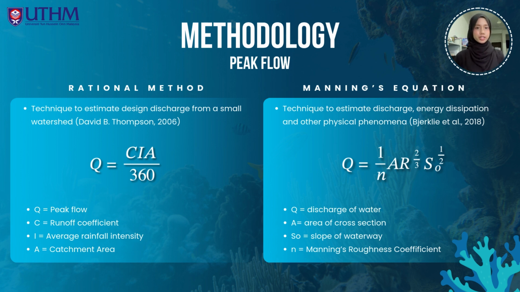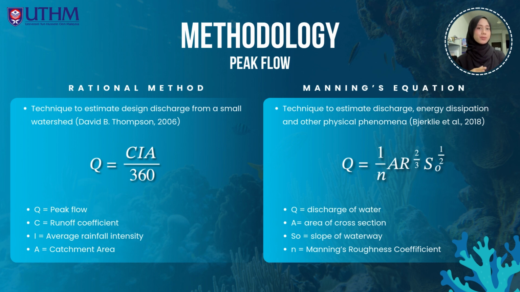The first one is the rational method. According to David B. Thompson, 2006, this is a technique to estimate the design discharge from a small watershed, and the formula goes by Q equals CIA over 360, where C is the runoff coefficient, I is the average rainfall intensity, A is the catchment area, and Q is the peak flow value.